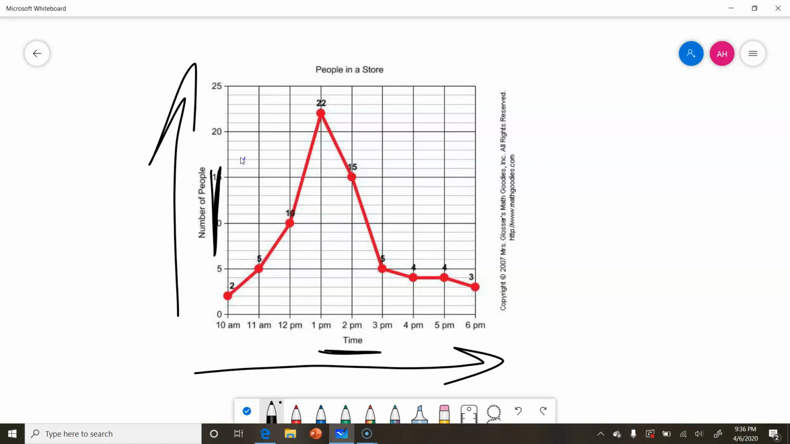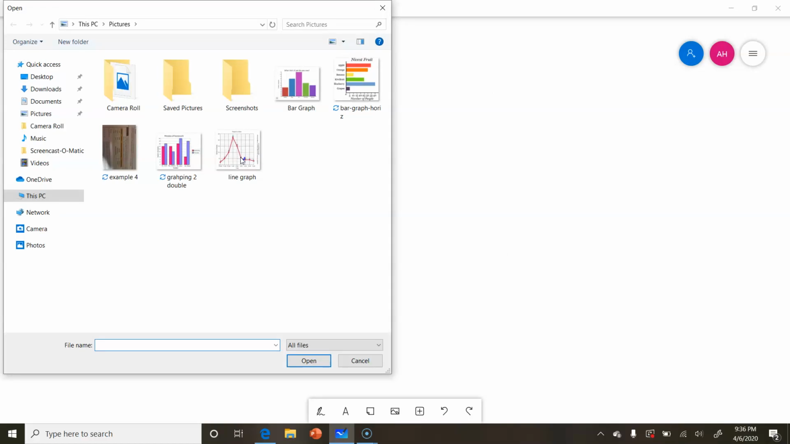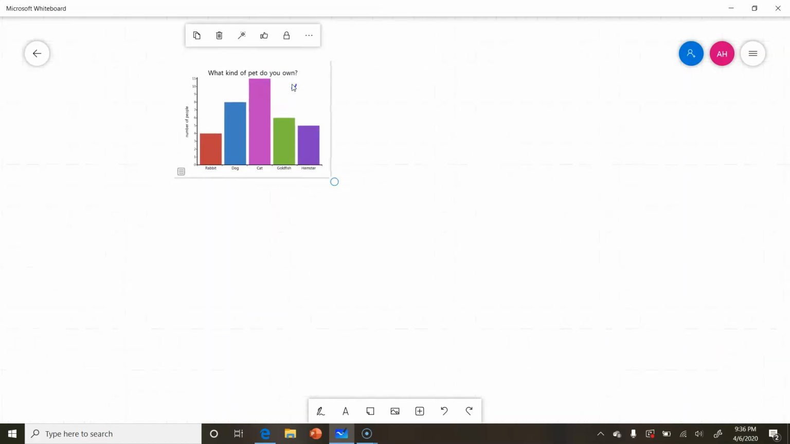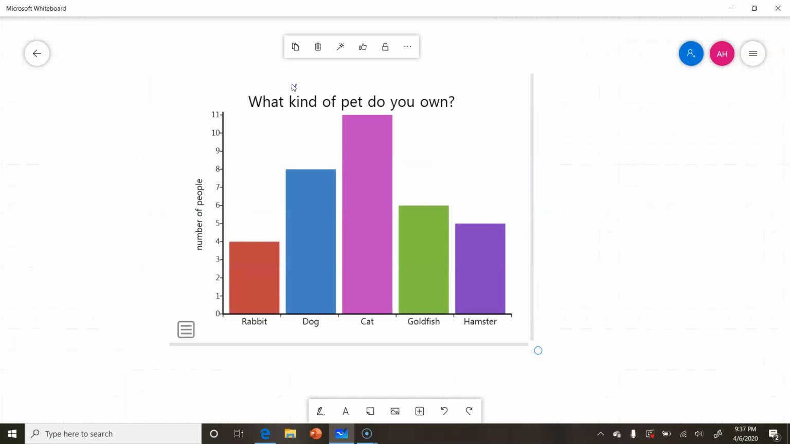You guys know how to interpret these, right? If we look at this graph, this is a line graph, so we won't worry about this. I'm going to get a bar graph up there first so you don't get confused with the order that's in your book. When we look at a traditional, straightforward bar graph, I come over here to the left and I say that's at the number 4, so that means 4 people own a rabbit as a pet.